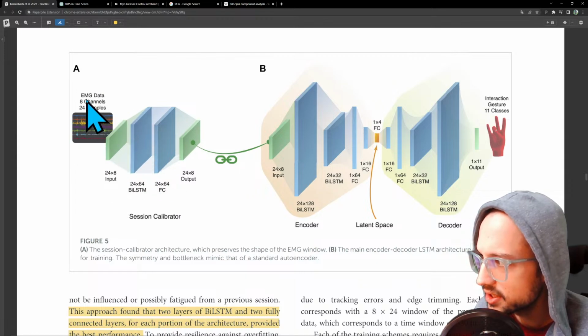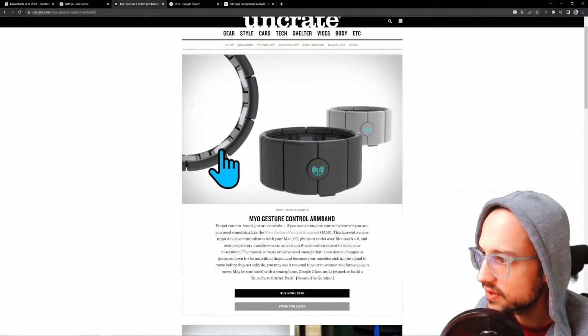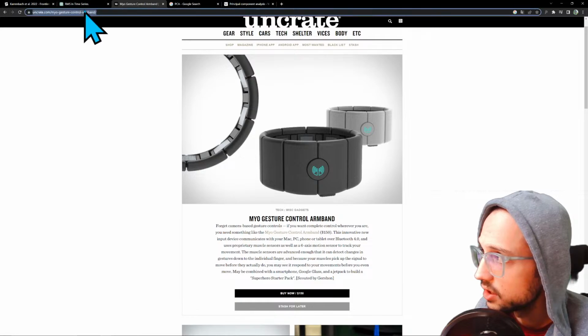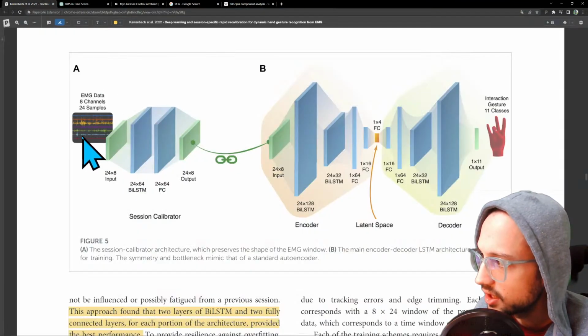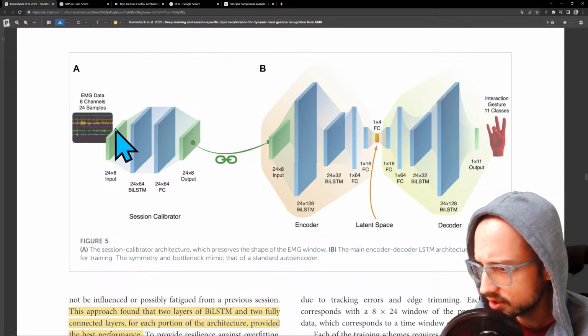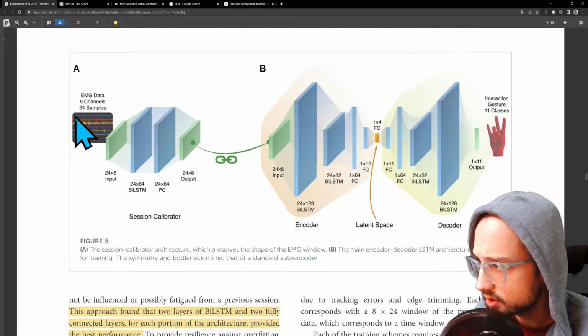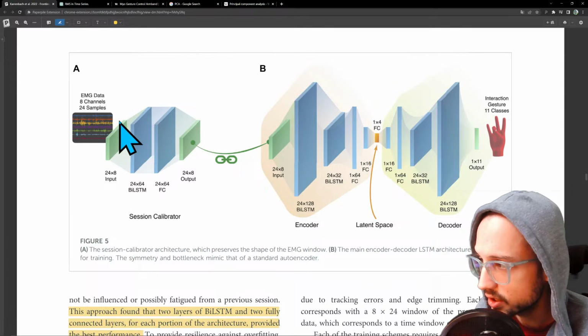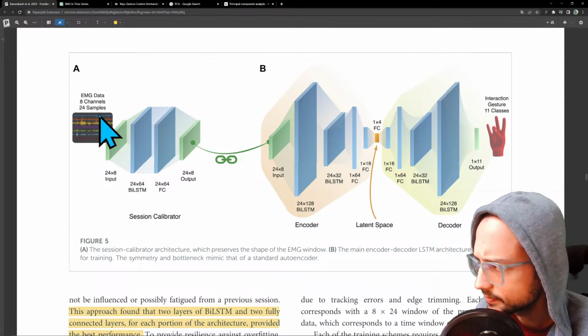So this is the input. This is the 8 channels, so there are 8 lines here, each representing one of these little EMG sensors. So you have 8 sensors over 5 seconds, right? I think that's what it is. It's 5 seconds for one gesture. So this is each of those 8 sensors during the 5 seconds at whatever the frequency was. I think it was 60, right? 60 times per second.